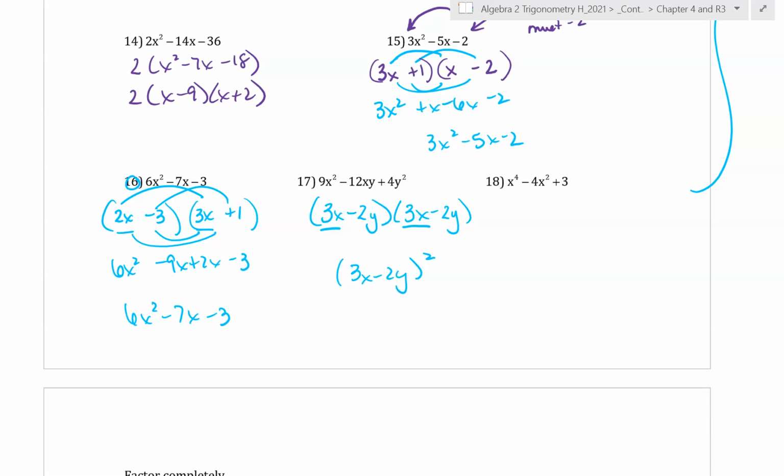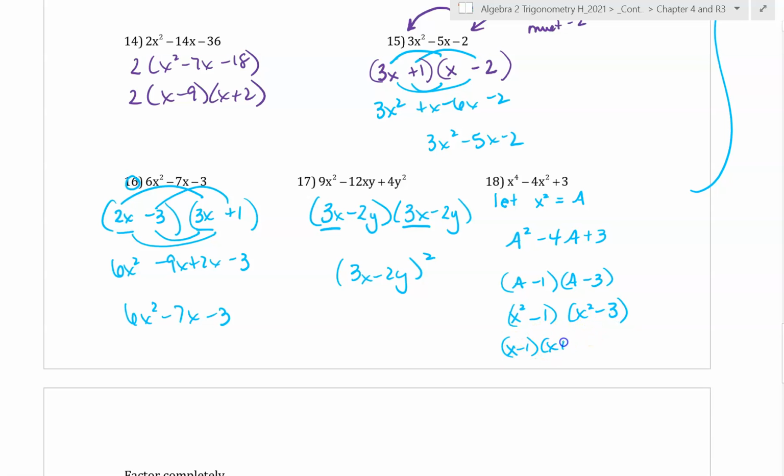Now for 18, that might be kind of tricky, so it might help if you say something like, let x squared equal a. So you really have a squared minus 4a plus 3. So when you factor, you're looking for numbers that multiply to give you 3 and add to give you -4. But then you realize, oh, a was really x squared. But you don't want to stop there. Notice you could call this x minus 1 and x plus 1 when you factor x squared minus 1, and x minus root 3 and x plus root 3 if you want to factor x squared minus 3.